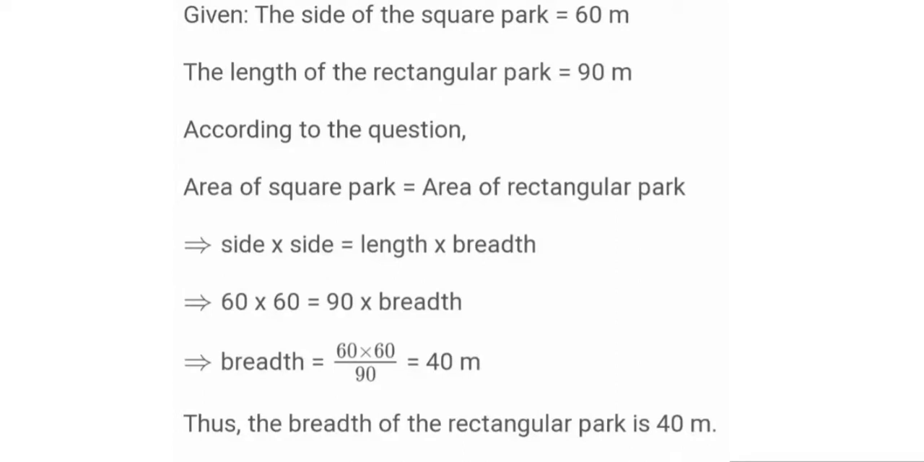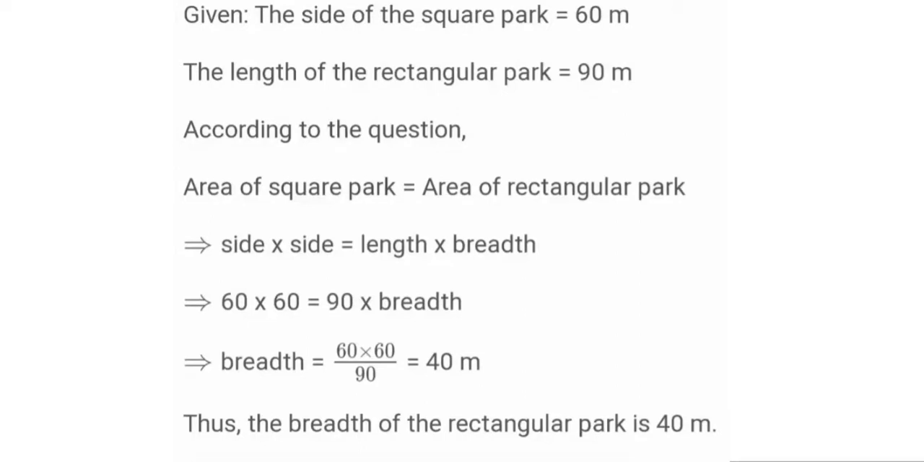So area of a square formula is side into side, and area of a rectangle formula is length into breadth. Now side value is given 60, so write here 60 into 60, and in the rectangle length is given, so write 90 into breadth. So from here we can find the breadth. It will come breadth is equal to 60 into 60 upon 90.